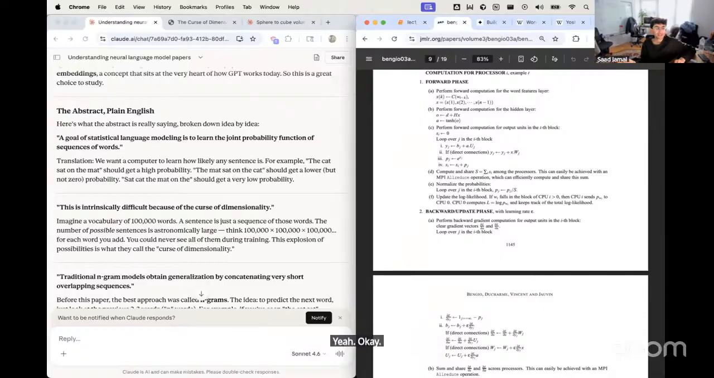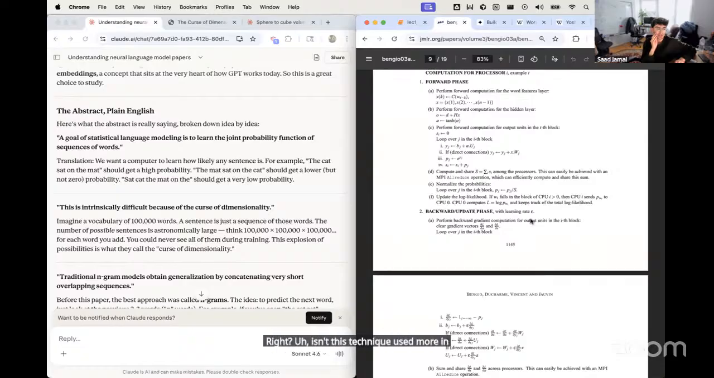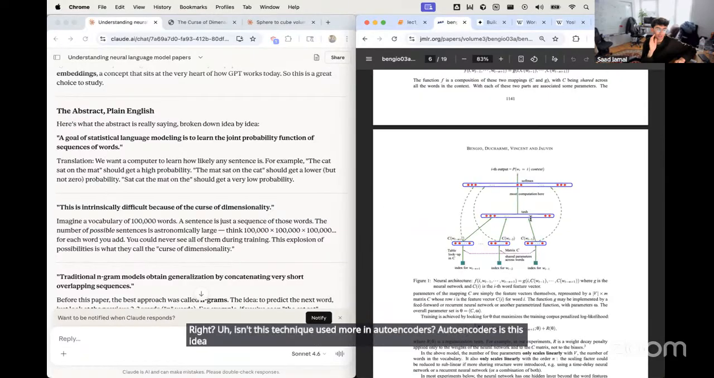Okay, any other questions? Oh my God, some questions. So I guess it is not possible for the model to perform better on data it's never seen before and worse on data it has seen before. Yeah, no, if you ever see your validation loss is lower than your training loss, you have horribly messed up, right? Isn't this a technique used more in autoencoders? Autoencoders is this idea of regression where you're kind of training on the same data that you've seen over and over again. So, for example, an autoencoder will kind of build up context and pack that thing over and over again. We'll talk about that two weeks from now.